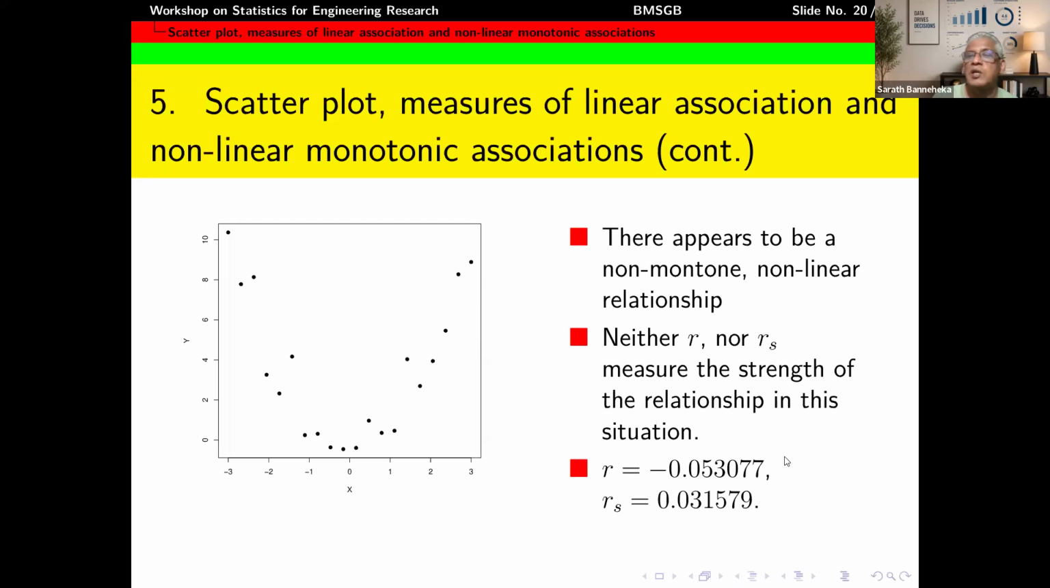So one error that many people make is they look at this, see that it is close to zero, and say there is no relationship between X and Y, which is completely wrong.